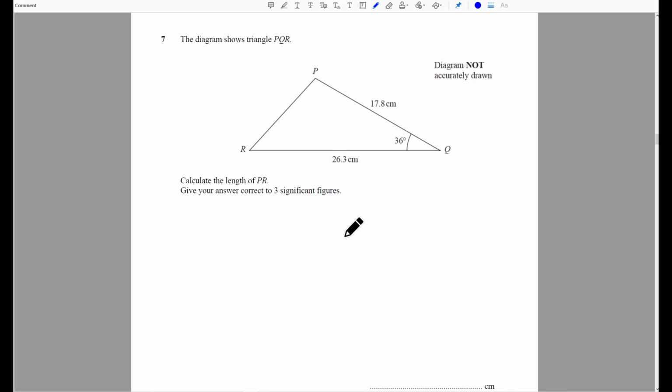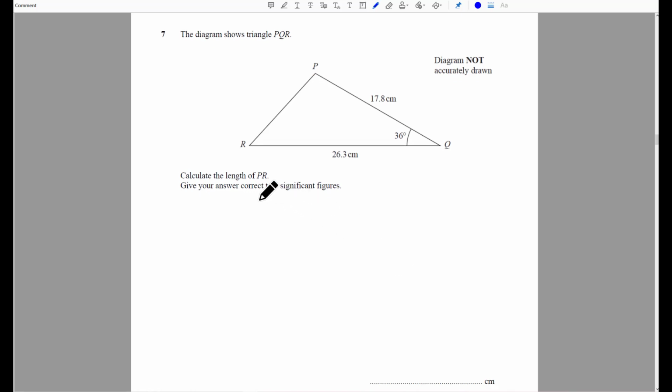Now, question 7, calculate the length of PR, give your answer correct to 3 significant figures. So first thing you should think, any type of triangle question, is it right angled? If it is, use trig or Pythagoras. This is not right angled. So we need to use a sine rule or cosine rule.